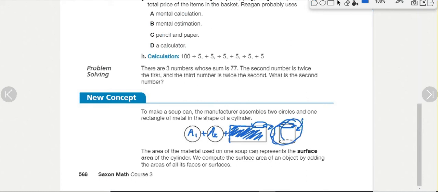Okay? We compute the surface area of an object by adding the area of all its sides, its surfaces, its faces, right?